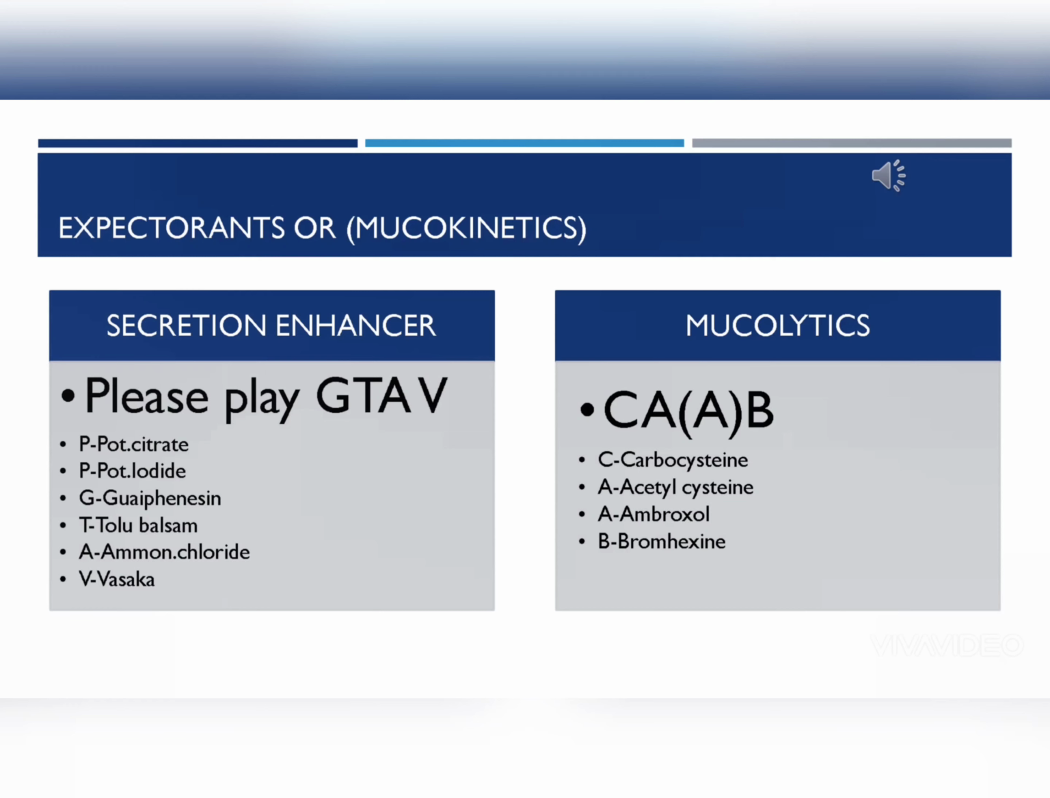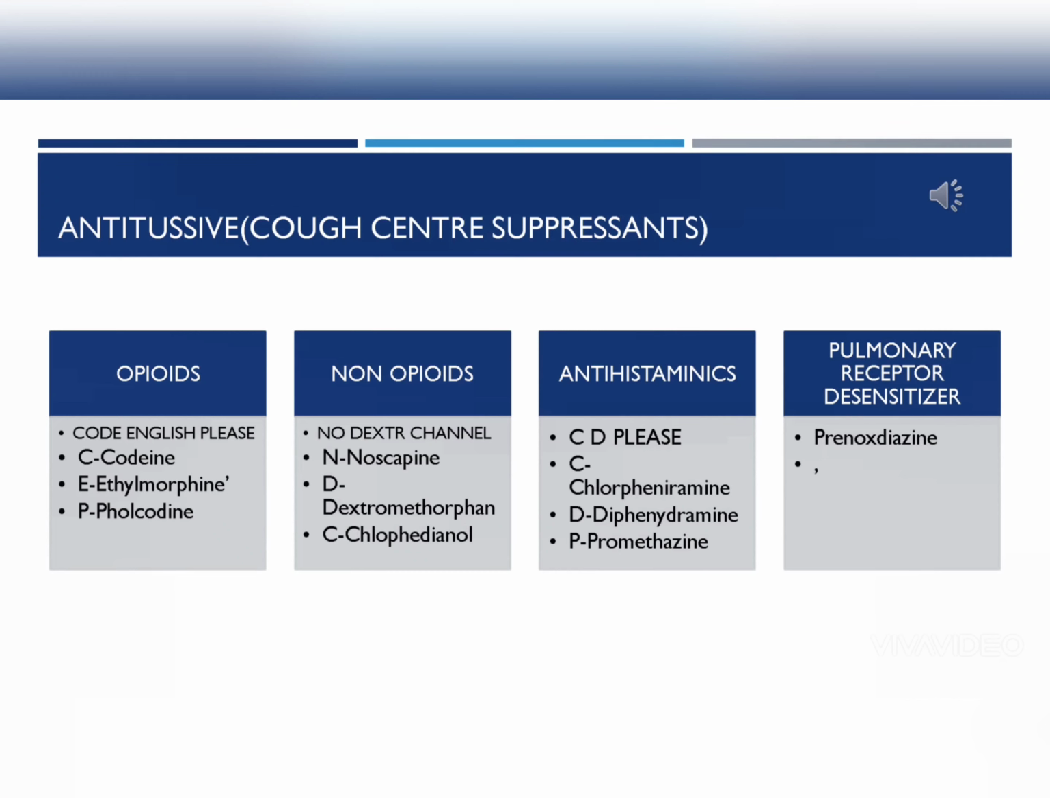V for Vasaka. For mucolytics, the mnemonic drug will be CAB. C for carbocysteine, A for acetylcysteine, another A for ambroxol, and B for bromhexine. Now we will see the remaining triple A's.